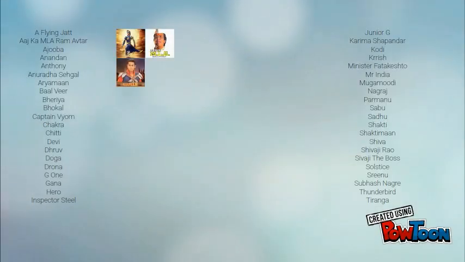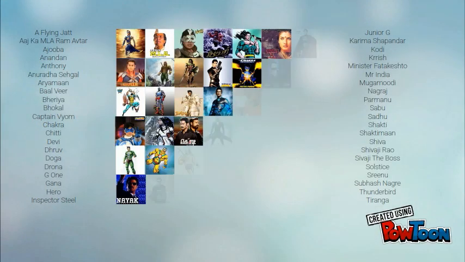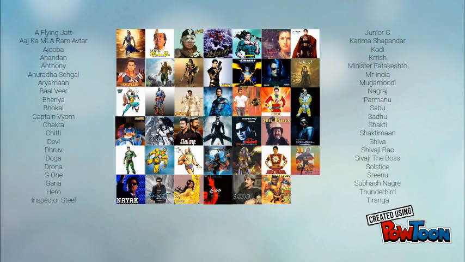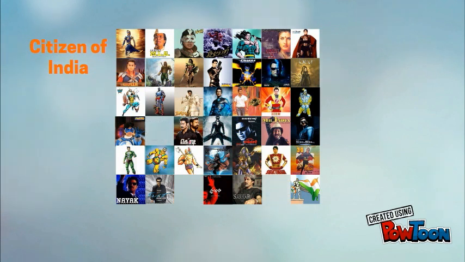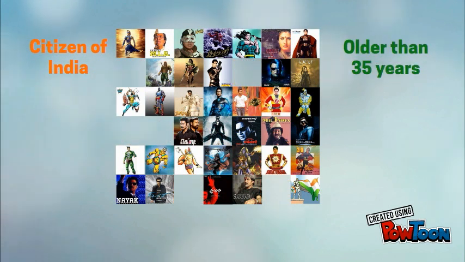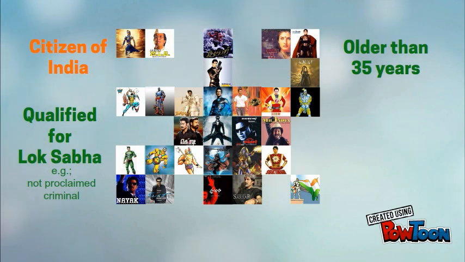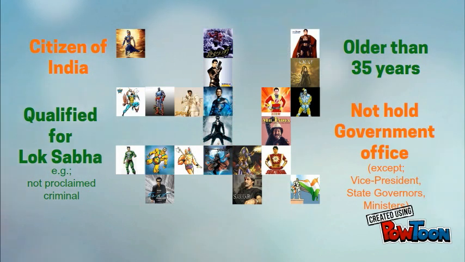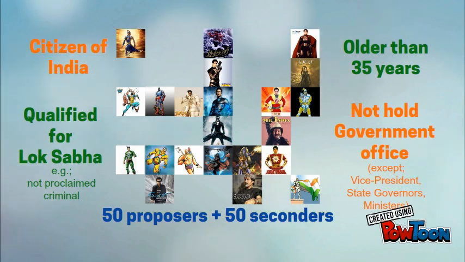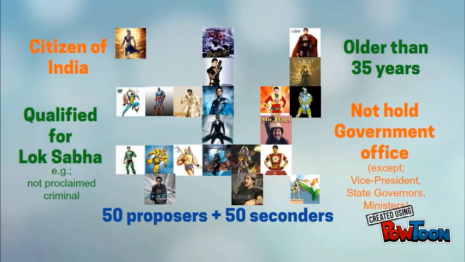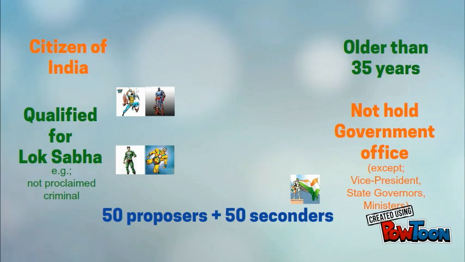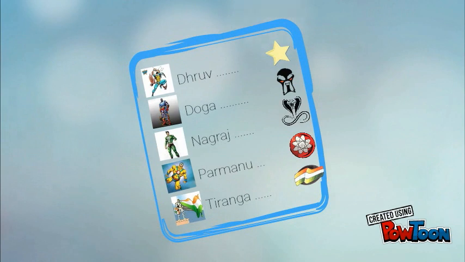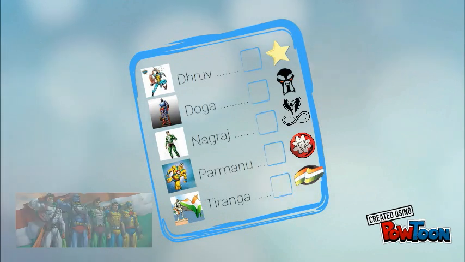So now let's suppose these are the proposed candidates. But to be eligible, the candidate must have these qualifications. Must be a citizen of India, must be older than 35 years, must be qualified to become a member of Lok Sabha, should not be holding any office of profit in government, and finally must be subscribed by at least 50 electors as proposers and 50 as seconders. Now suppose these are the final 5 candidates elected for the election. Super-commando Dhruv, Doga, Nagraj, Parmanu and Tiranga.